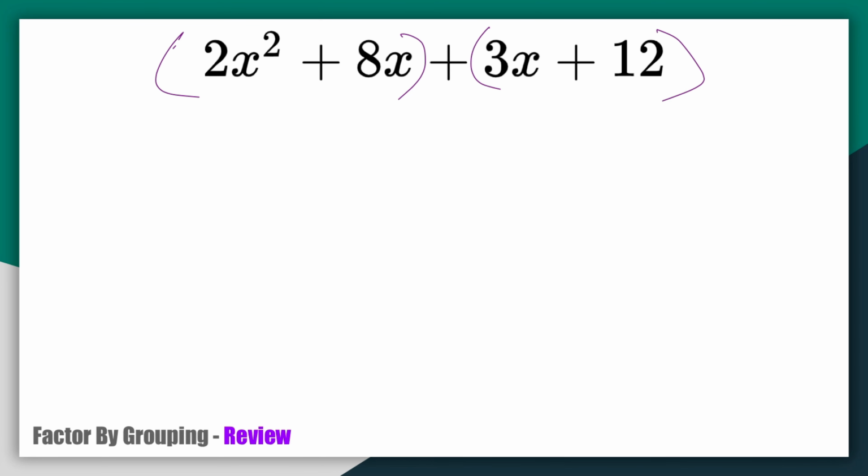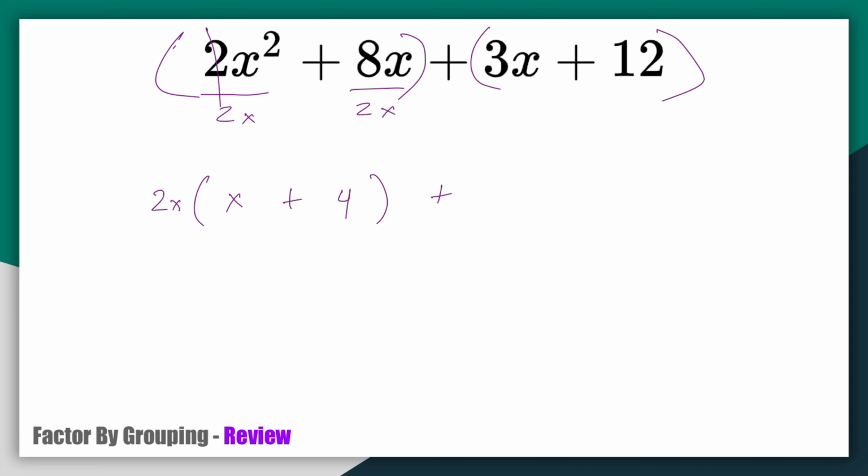2x squared plus 8x, the greatest common factor for that is 2x. So I divide out 2 and 2x from each of those. And I would get 2x times, well, 2 divided by 2 cancels to be 1. X squared divided by x is just x. Plus 8 divided by 2 is 4. X divided by x cancels out. You're just left with that.